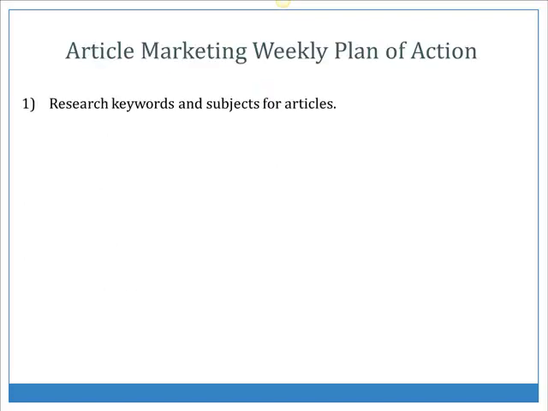Article marketing weekly plan of action. Here's just a quick plan of action that you can do to start your article marketing that'll get you some pretty good results. First, research your keywords and subjects for your articles. Make a list of 10 to 25 articles. I started out with 25, but I don't want you to get overwhelmed. So 10 to 25 articles where you go and research the keywords.